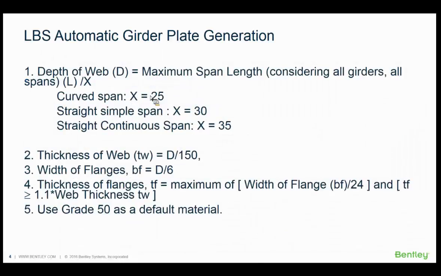So here are some of the guidelines that we use for this process. For the depth of the web, we look at the maximum of the span length divided by x, and x depends on whether we're doing a curved or a straight, either simple or continuous span bridge. For thickness of the web, we take d over 150. For the width of the flanges, we take d over 6. And then for the thickness of the flanges, typically it's the maximum of the width of the flange over 24, or that value has to be greater than 1.1 times the web thickness. And then we use grade 50 as our default material for everything.